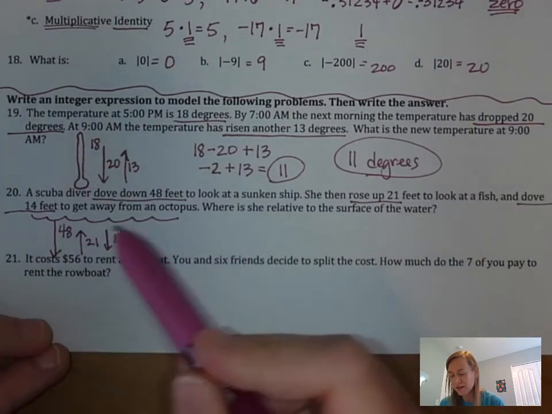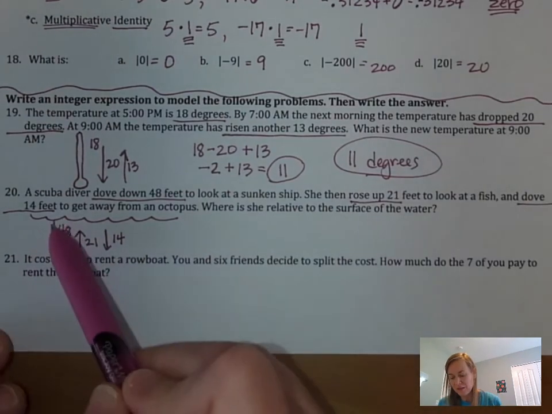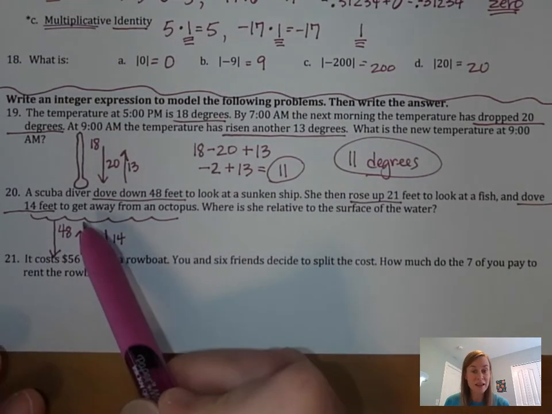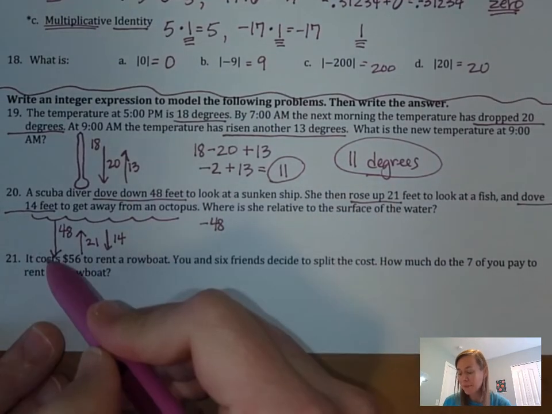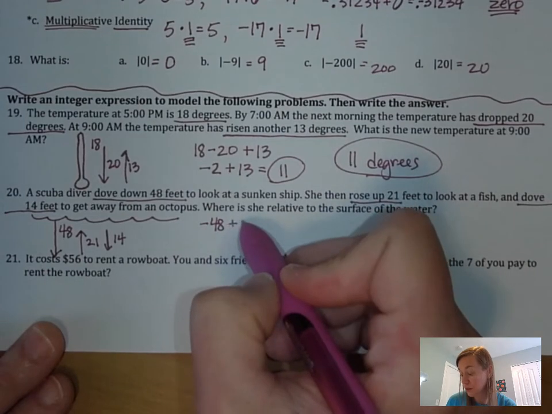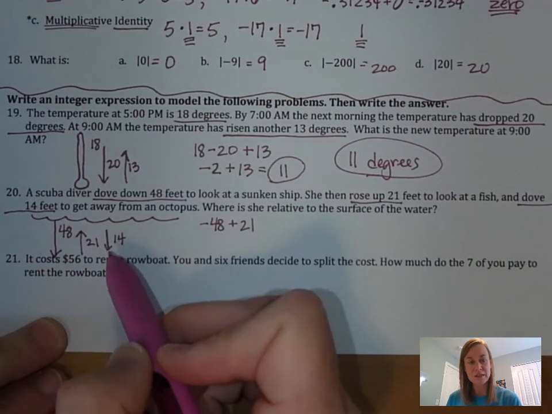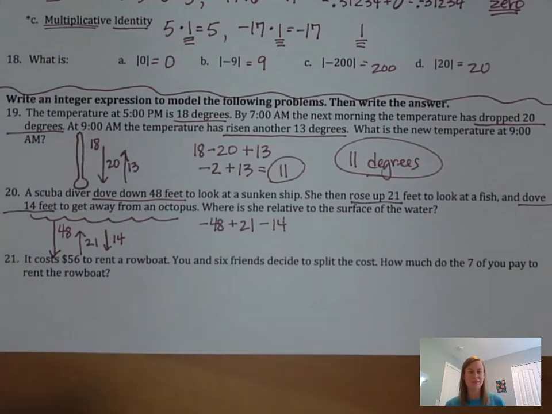Okay, so let's turn this all into math speak. If you call the surface of the water 0, and she's going below that, we probably need to make that a negative 48. So let's start off with that. But then when she comes up to look at the fish, that's going to be plus 21 because she's going upwards. And then later she wants to run away from that scary octopus and she's going downwards again. That's going to be minus again. Okay, now we have our math problem set up and we just need to solve it.